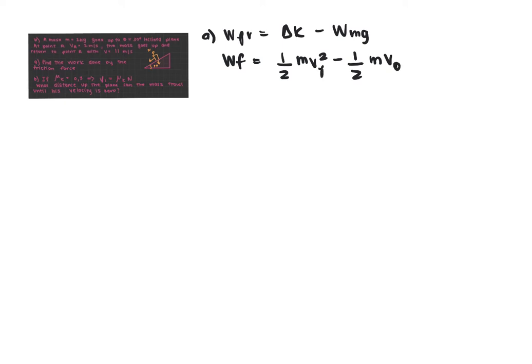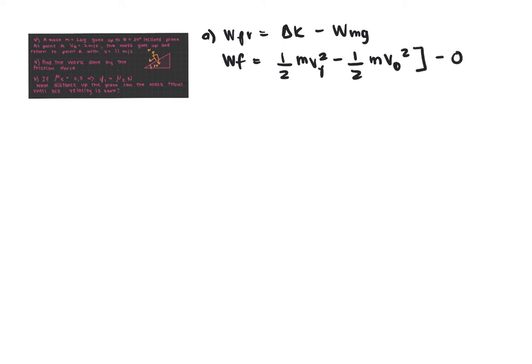So for this problem, we have to find the work done by the friction force, which equals the change in the kinetic energy minus the work of the mass, which if we simplify it and further break it down, it's equal to the kinetic energy, V final, V initial squared minus 0.